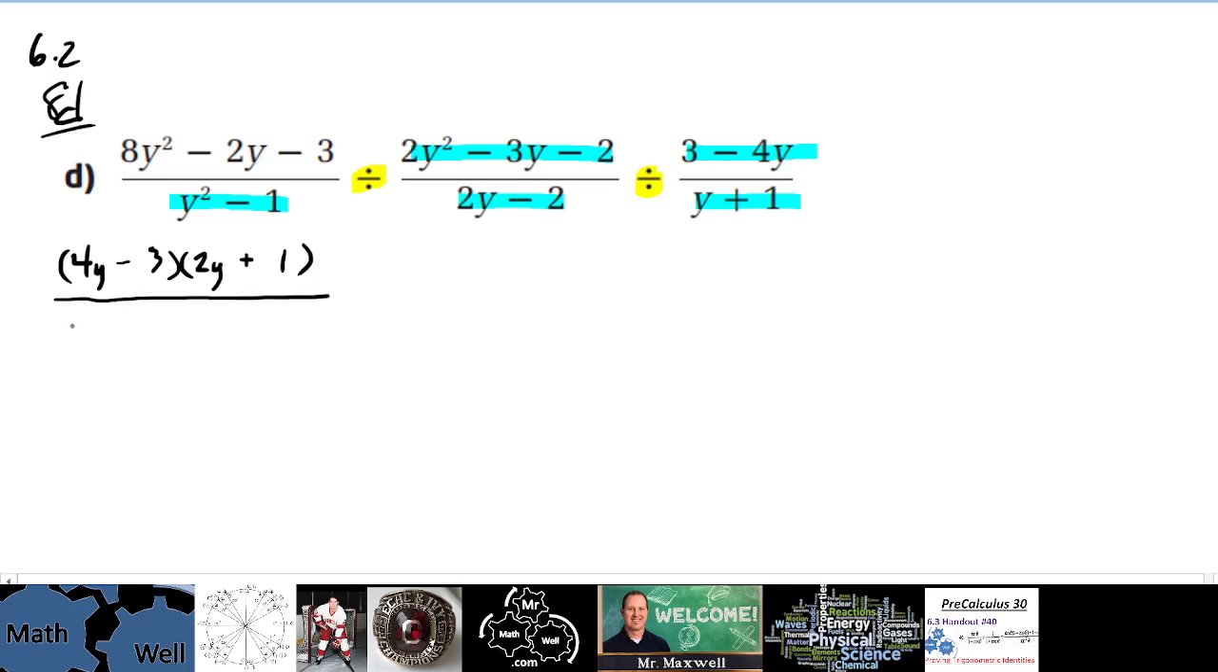Down here, this is a difference of squares, so certainly this is y plus 1 and y minus 1. You should know that one. That should come pretty automatic. So let's flip this now and multiply. I'm going to put the 2y minus 2 up top, and I'm going to factor a 2 out of there. So that's going to be 2 times y minus 1. You okay with that?